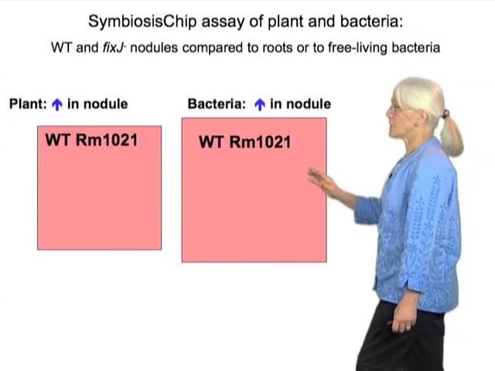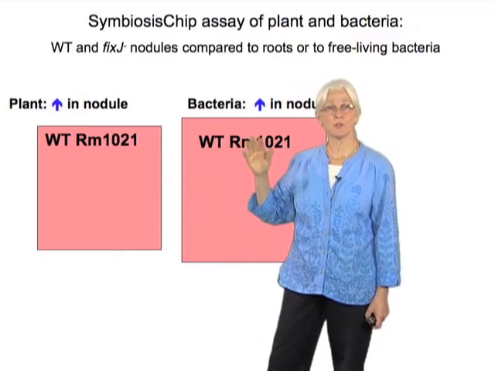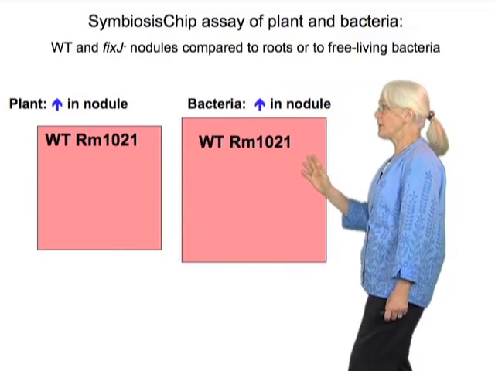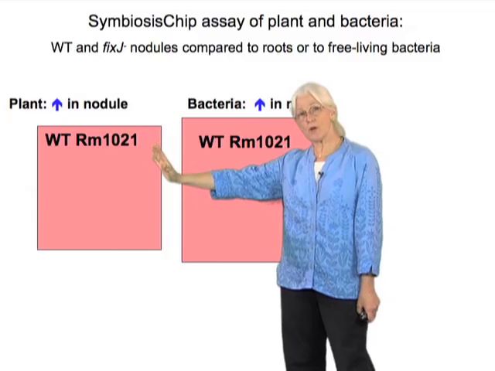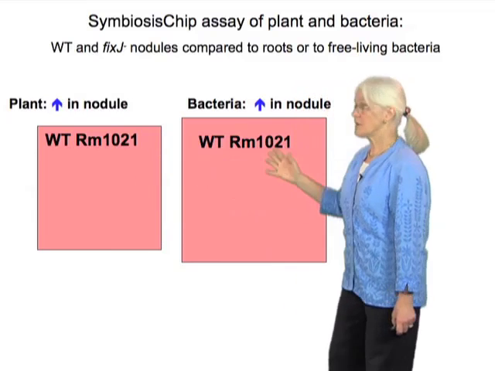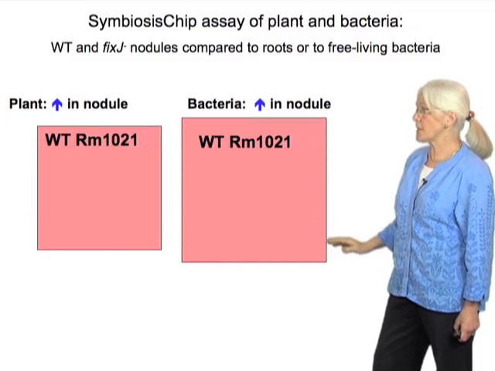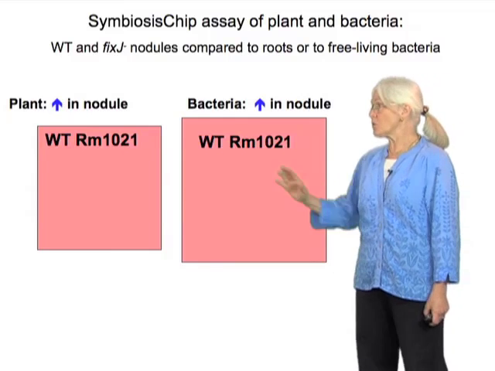By the way, we're looking only at the transcripts that are going to go up. The plant has about 250 or so transcripts that are upregulated in a nodule. The bacterium has somewhat over 300 nodule transcripts that increase. This is the wild type.